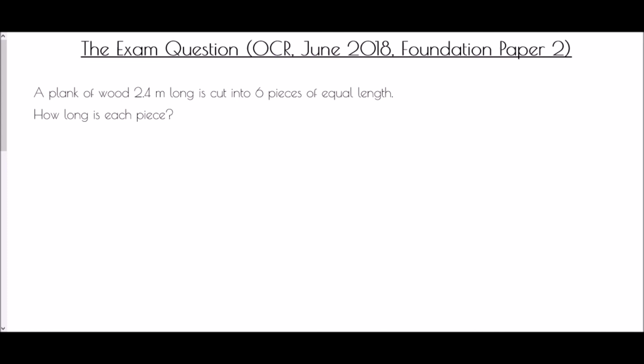And so lastly, we come to the exam question, and it was from the OCR paper in June 2018, and it was on Foundation Paper 2. This is a non-calculator paper. So a plank of wood 2.4 metres long is cut into 6 pieces of equal length. How long is each piece?